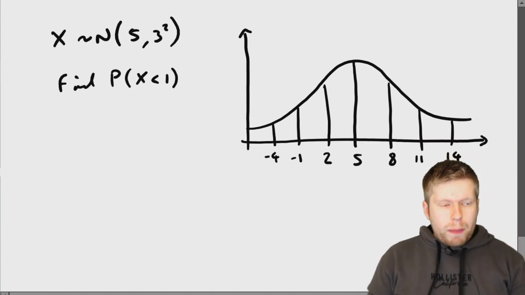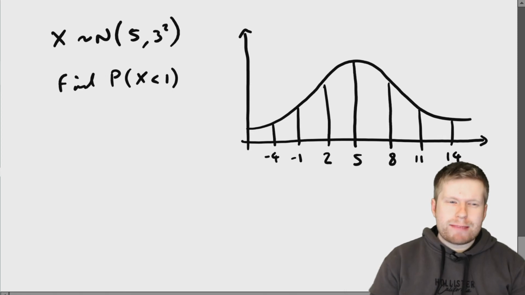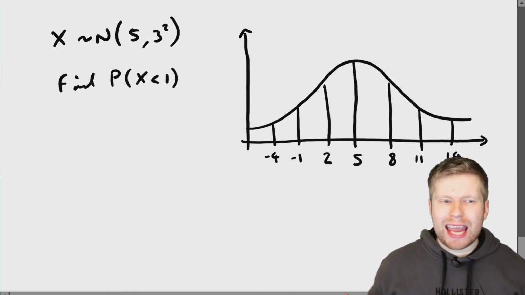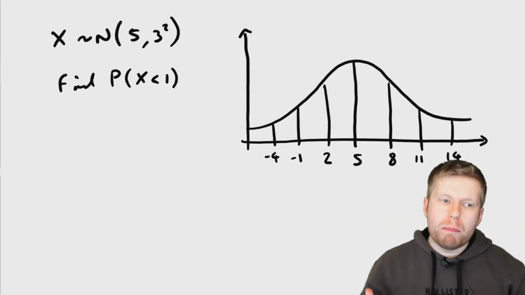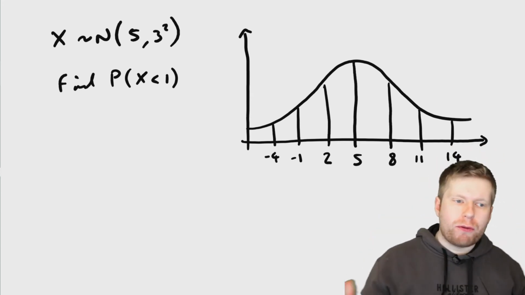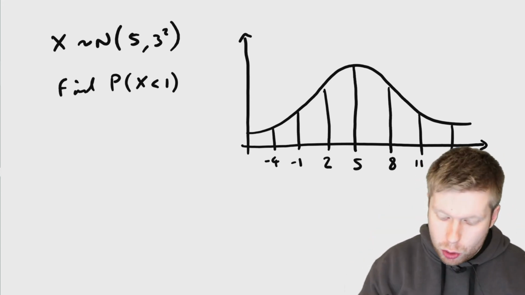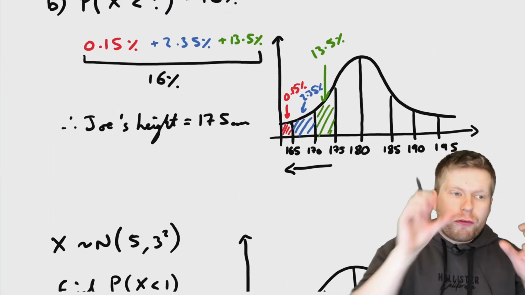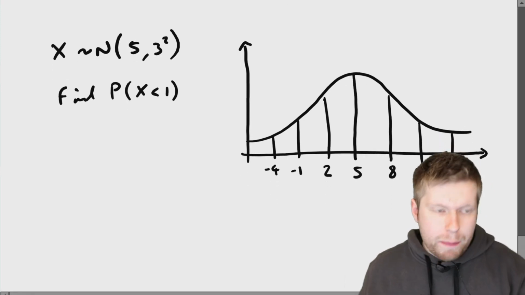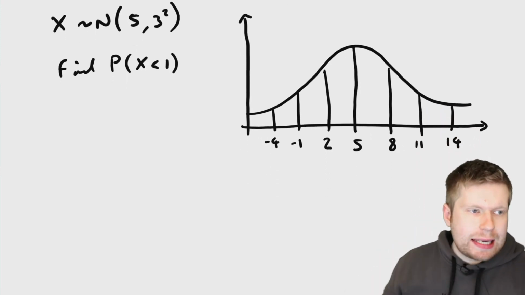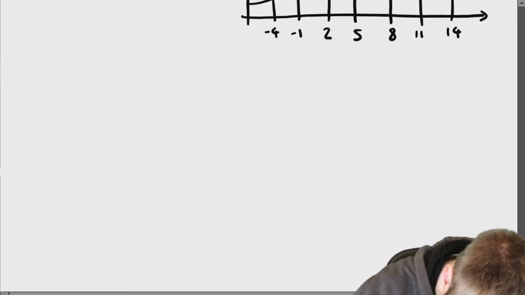Now we want to find the probability that x is less than 1. Now, are you happy this is an issue? Because this means we're no longer looking at a whole number of standard deviations above or below the mean, which means that we can no longer use this idea of knowing what the region's probabilities are going to add up to. Because what we're looking at now is a probability less than 1. So here's 1 on our curve.